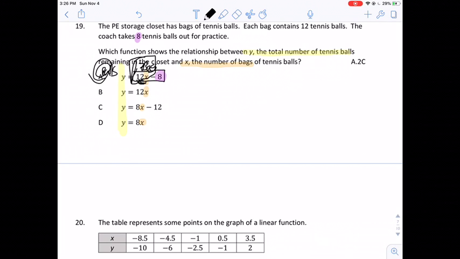See, answer choice B doesn't take into consideration the amount of tennis balls the coach took. For C and D, both of them are wrong, because if x is the number of bags, it's saying that 8 tennis balls would be in each bag. So that is why C and D cannot be answers, because it's saying that the bag can hold 8 tennis balls. So A is the only answer choice, stating that 12 is in each bag and 8 tennis balls were taken away.